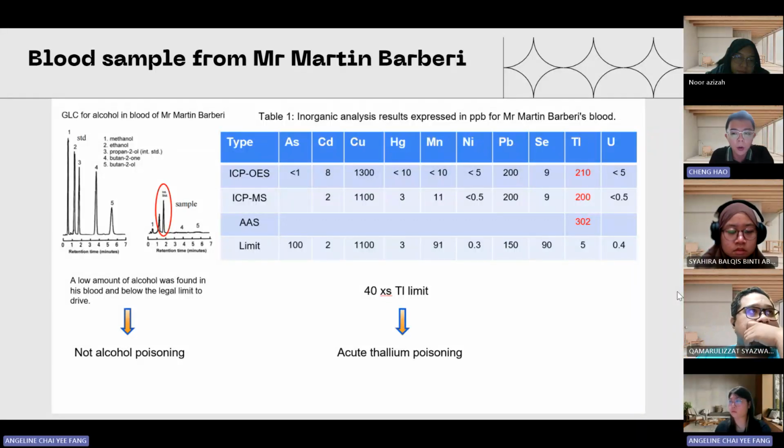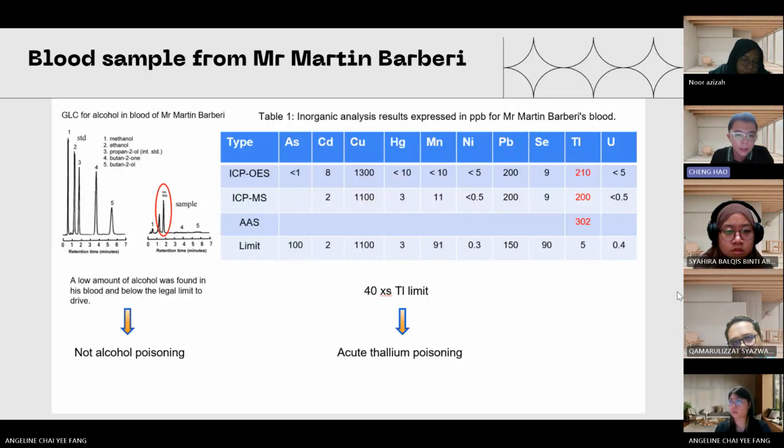And from the table, we can see the concentration of thallium in the blood was 40 times the limit concentrations, and it will pose a severe risk of acute poisoning. And it leads to abdominal pain, vomiting. Even more high levels can result in multi organ failure, coma, and even death.